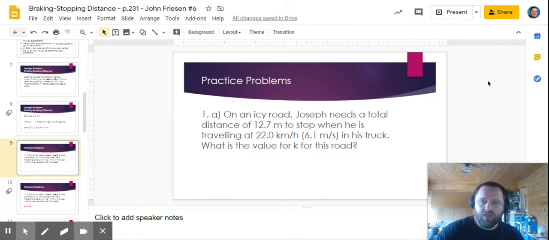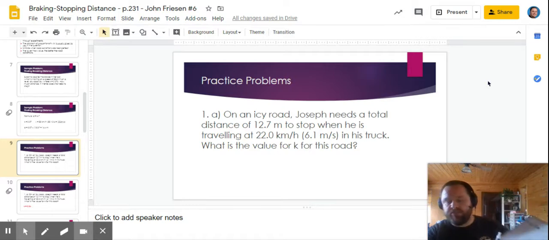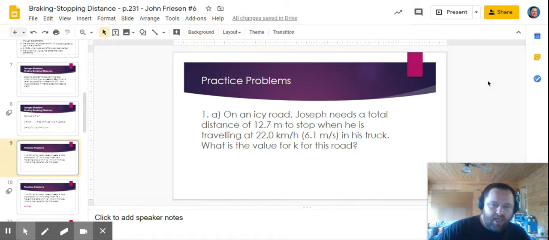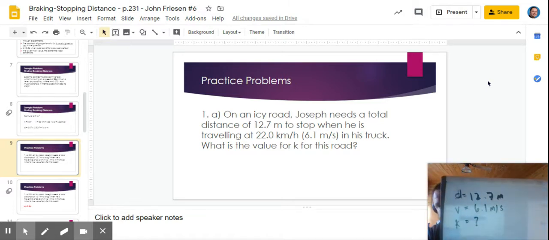So the first thing we know, we have a distance of 12.7 meters. The next thing we have is velocity. Our velocity is 6.1 meters per second. And it asks us to find our K value. So the first thing you do is write down those pieces of information.